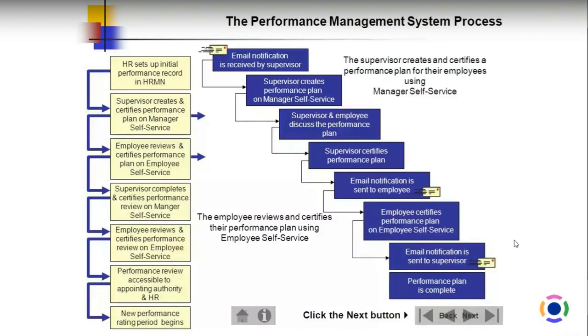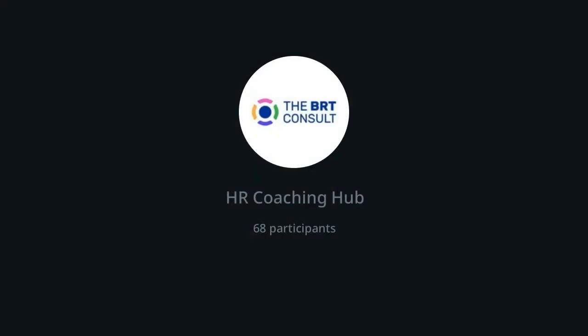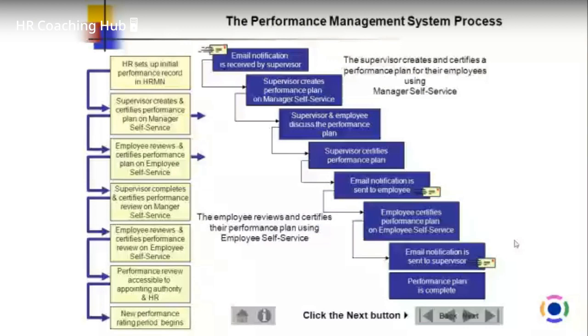I said HR sets up initial performance record in their system. The moment it is done, you see, email notification is received by the supervisor. Supervisor creates performance plan on manager self-service. Now, this is just an entire process that is worked through in a system. And this process can literally help you see how it works. Then supervisor creates and certifies performance plan on manager self-service. That leads to supervisor and employee discuss the performance plan. So like I said, you don't finalize on the performance plan until that engagement has happened with the staff.